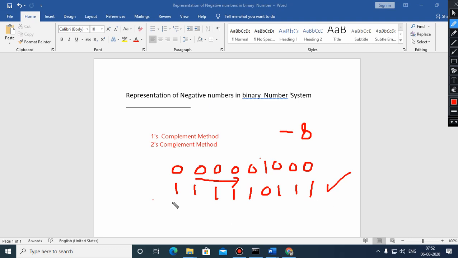It is not that we change only the sign bit. We need to transform all the zeros to ones and all the ones to zeros. So this is minus 8 in one's complement. Now we will see a few more examples.